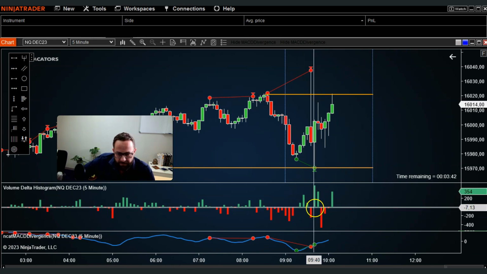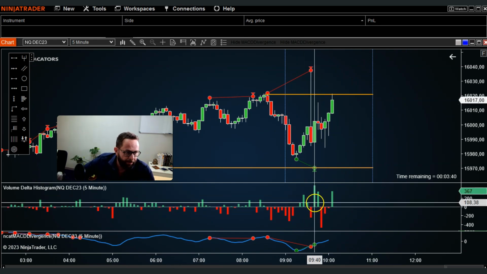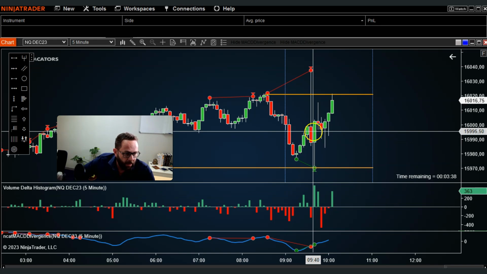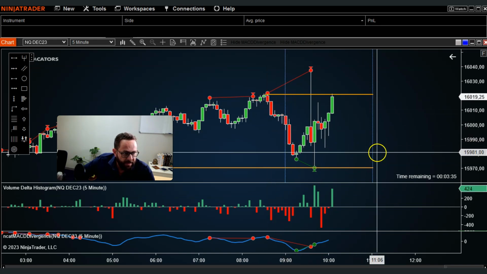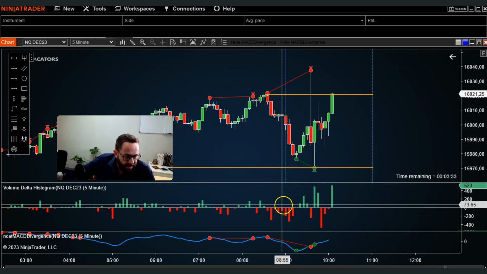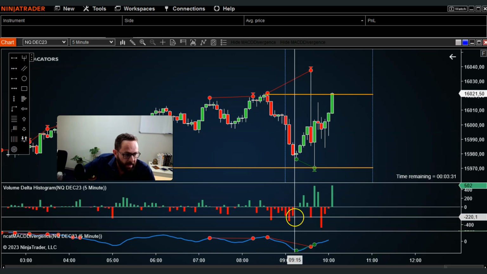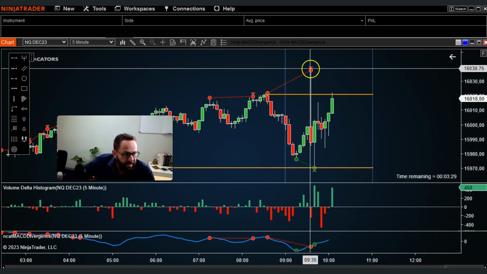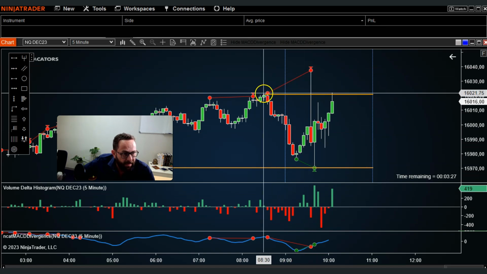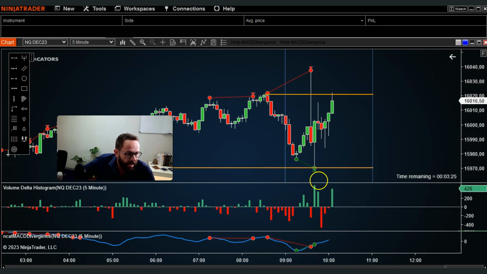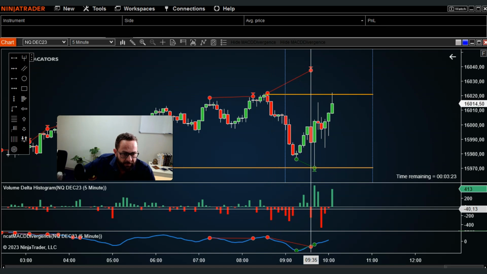Also have some help here from my volume delta histogram. There's been a lot of selling volume coming into this time window. As you can see on the volume histogram here, price then made its way back up, spiked up, but even though it did spike above this overnight session high, there was more sellers than buyers involved in that candle.